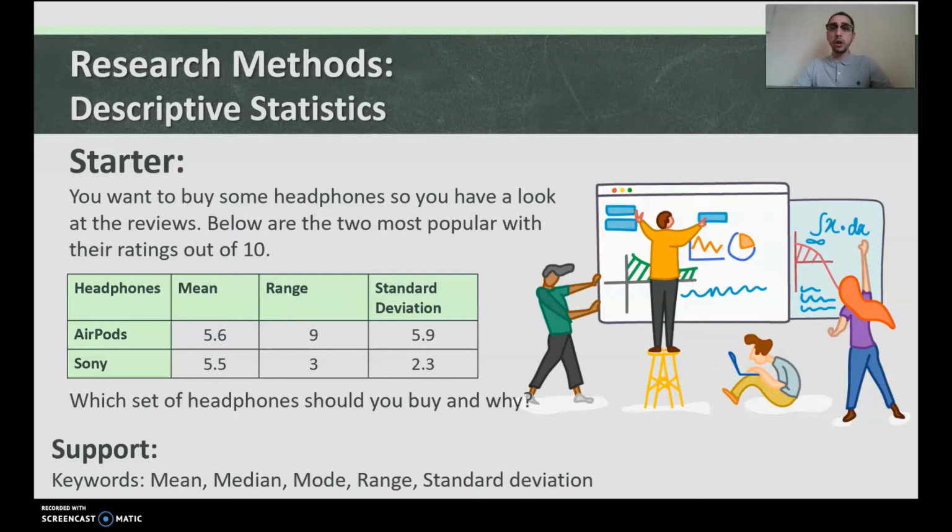The range of the reviews is 9 from the AirPods, and the range of the reviews from Sony is 3. The standard deviation of the AirPods is 5.9 and the standard deviation of the Sony headphones is 2.3. Which set of headphones should you buy and why? You might not be able to answer that necessarily right away, but by the end of this lesson we're going to learn about these things and hopefully you will.